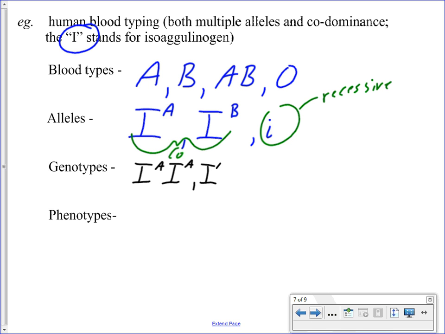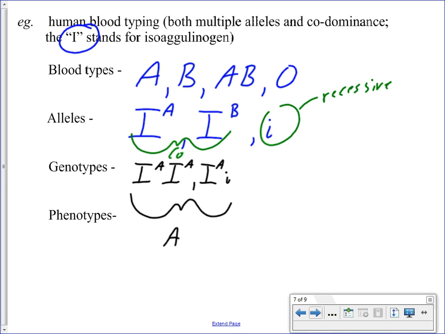We can have the IA with the lowercase i. For these two here, they both have the capital I, and because the capital I is dominant over the lowercase i, that means that both of these genotypes will generate the same phenotype, and that is going to be blood type A.